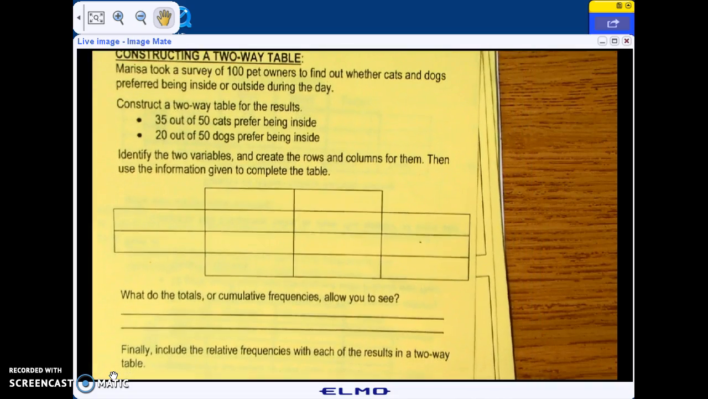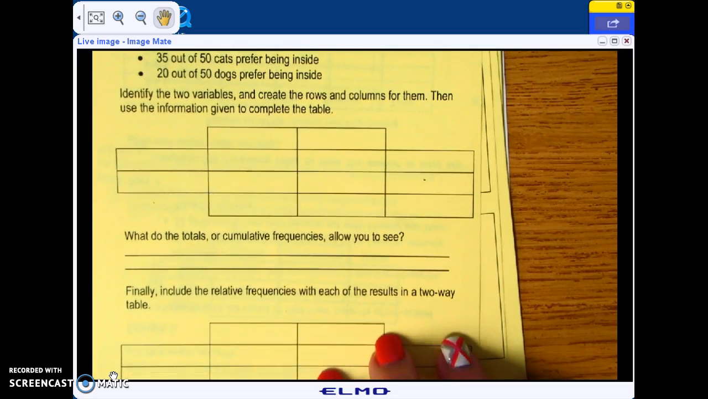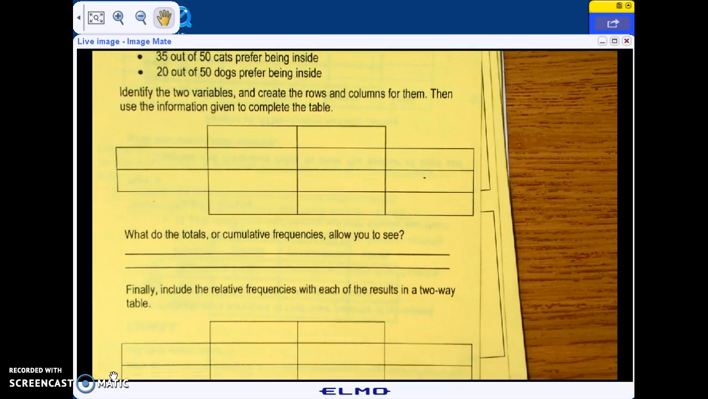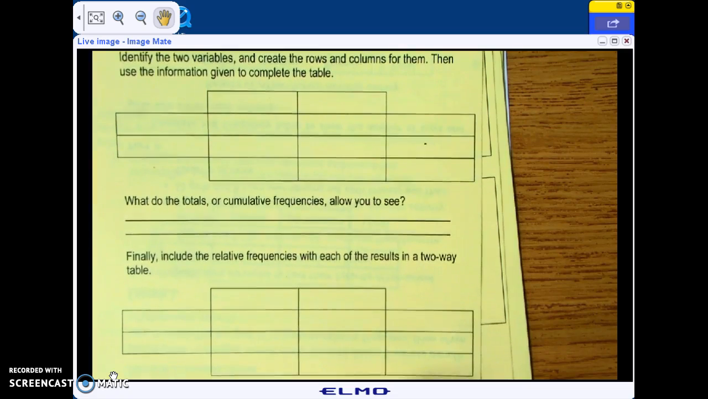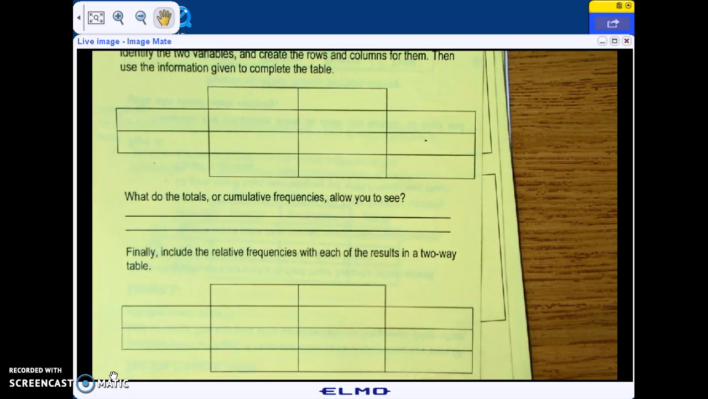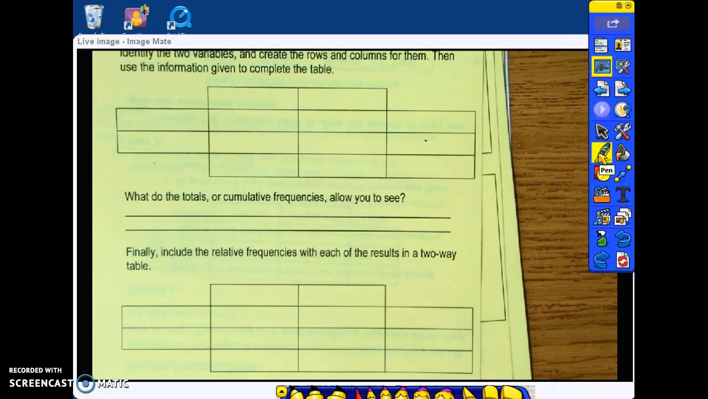being inside or outside during the day. Construct a two-way table for the results. 35 out of 50 cats prefer being inside, 20 out of 50 dogs prefer being inside. Identify the two variables and create the rows and columns for them, then use the information to complete the table. So we've got cats and dogs, and whether they prefer being inside or outside.